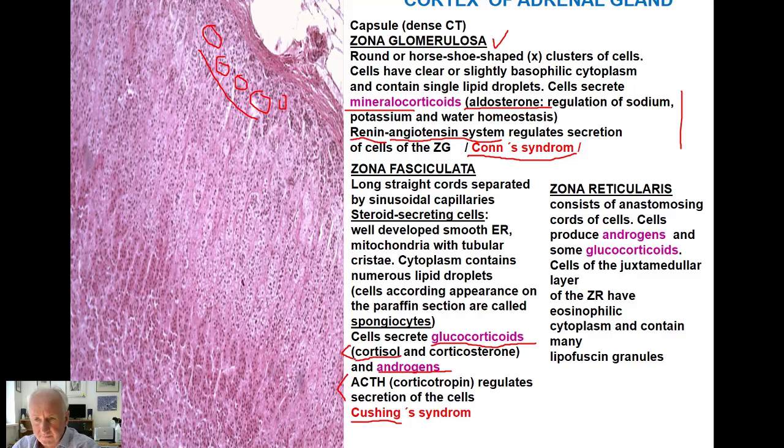Zona reticularis. The last, producing some glucocorticoids and androgens. Yes. So, the trabeculae are running in all directions. That's why it's called reticulum, net, and that's the reason why it's called zona reticularis. This third zone is very near the medulla.